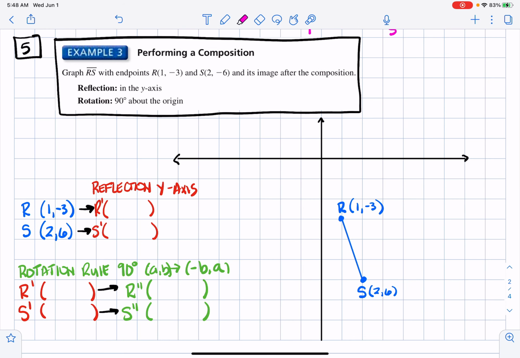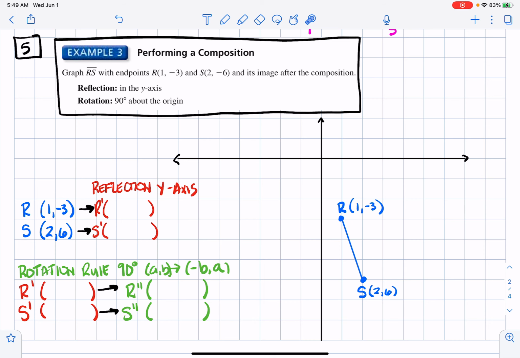Okay, box number 5 is a composition again. So just like we had compositions with translations, we can also have compositions with reflections. And in fact, this is also considered a rigid transformation, a glide reflection, or a composite reflection, sorry. We're going to graph line segment RS, and I already have the graph and the line points set up for you guys over here. And it says graph that and its image after the composition of a reflection in the y-axis and then a rotation 90 degrees about the origin.